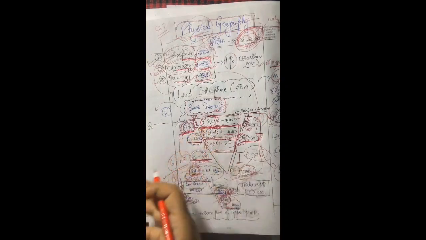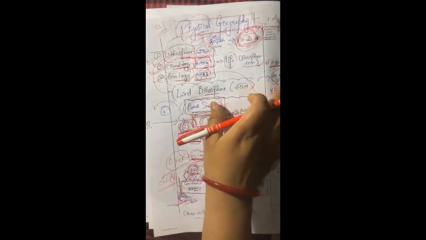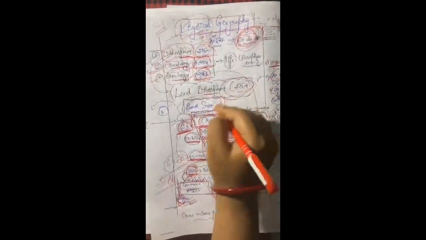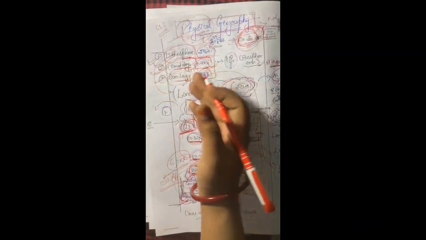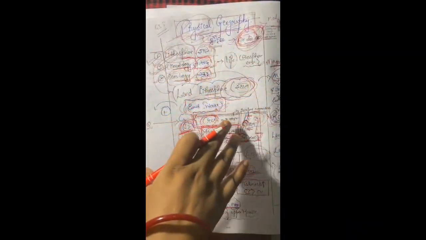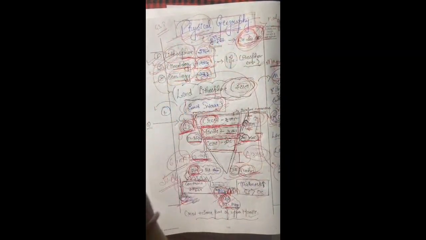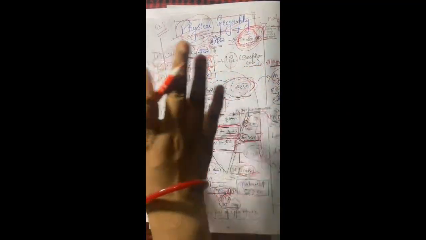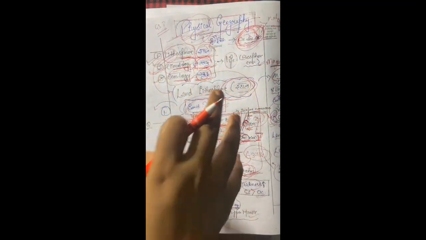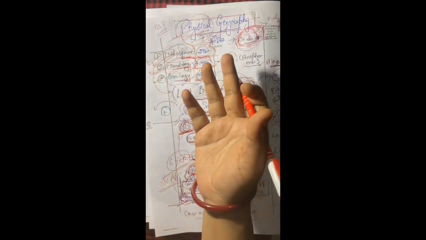So what exactly is the lithosphere? We will see here what exactly the lithosphere is. Many people think the crust and the lithosphere are the same thing, but that's a misconception. The lithosphere actually includes the entire crust plus the uppermost solid part of the mantle.